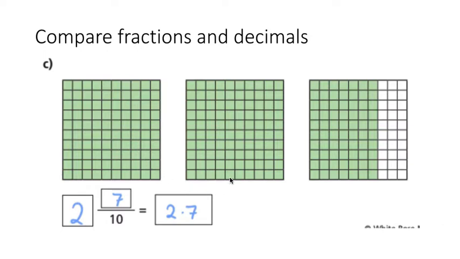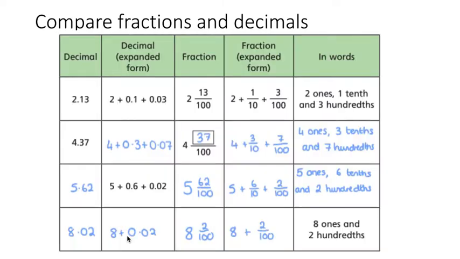Again, we have 2 wholes, and then 1, 2, 3, 4, 5, 6, 7/10, 2.7. And with our fraction, we can write it as a tenth because there aren't any hundredths, so we can keep it as simple as possible. Okay, the large grid that we were given. Pause your screen for a moment, you can mark correctly. Okay, well done if you got all of those correct. Keep working if you didn't.